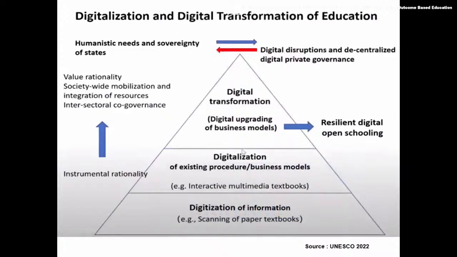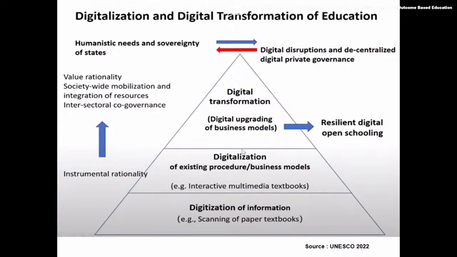So this is a recent slide from UNESCO 2022, which shows digitalization and digital transformation of education. At the lowest level of the pyramid, you have the digitization of information, which is scanning of paper textbooks. We move on to digitalization of existing procedure, that is putting the digital textbooks on interactive multimedia platforms, having LMS, learning management systems, in place, and having the learning material on the cloud.